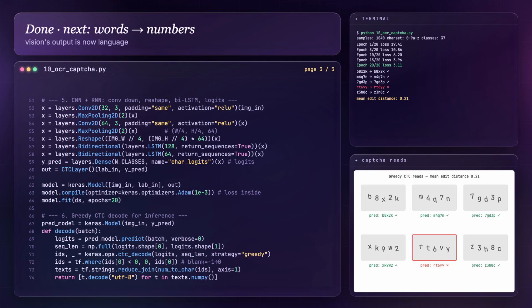And there it is, a network that turns a smear of pixels into the letters b8x2k. Conv to see, LSTM to read, CTC to align, greedy decode to clean up. The output of vision is now language, but every character we just produced is still a symbol, and a neural network can't multiply a letter. So next we go to the very foundation of every NLP model in this course, how words become numbers, text vectorization and embeddings. That's where the real fun starts.